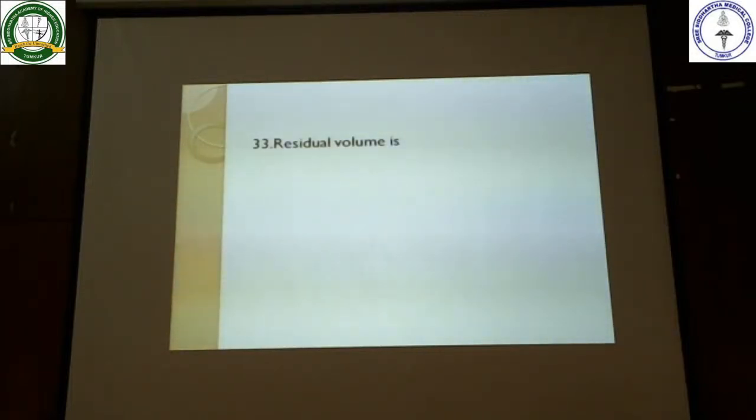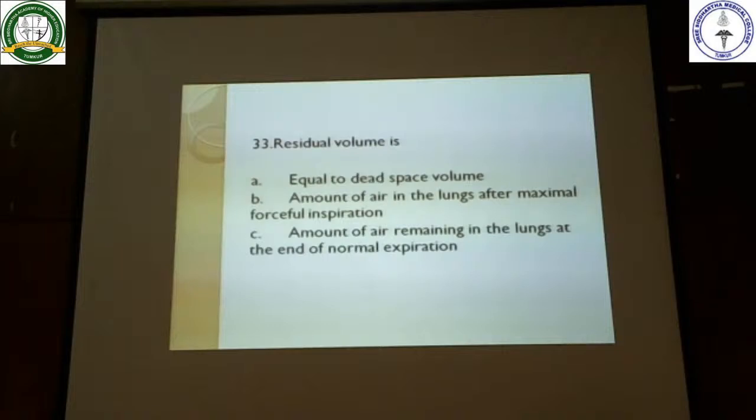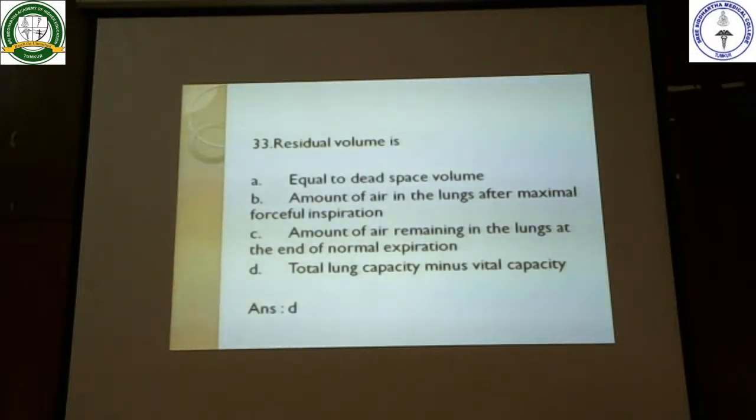Next question: residual volume is equal to dead space volume, amount of air in the lungs after maximal forceful inspiration, amount of air remaining in the lungs at the end of normal expiration, or total lung capacity minus vital capacity. It is the total lung capacity minus vital capacity. Residual volume is the amount of air remaining in the lungs after forceful expiration. Even after you forcefully expire, some amount of air will be left in the lungs, and that is called residual volume. The normal value is around 1.2 to 1.5 liters. The third option is functional residual capacity, the amount of air remaining in the lungs at the end of normal expiration.